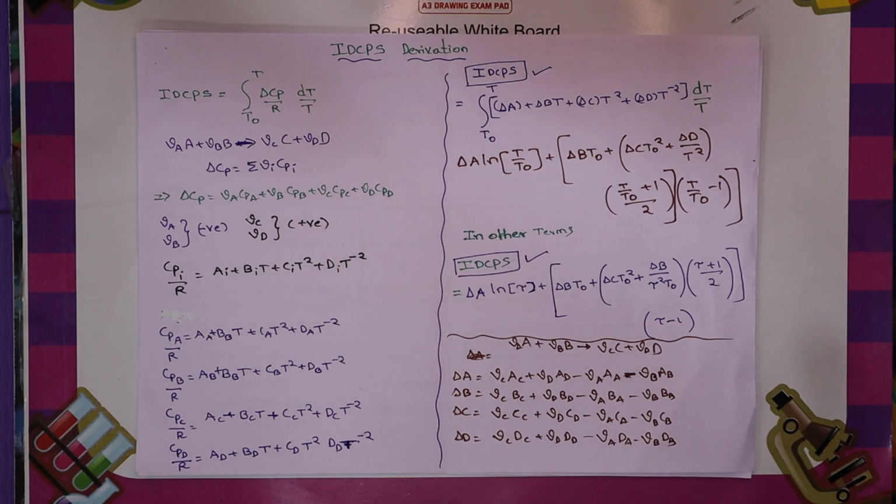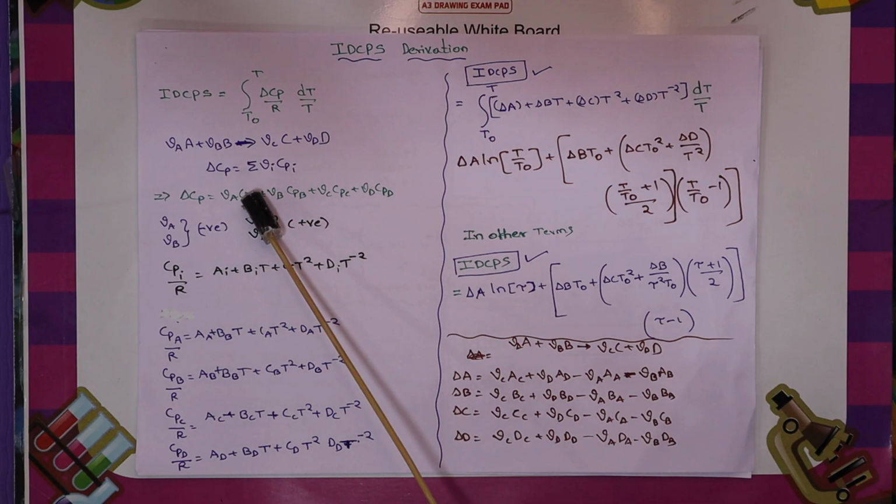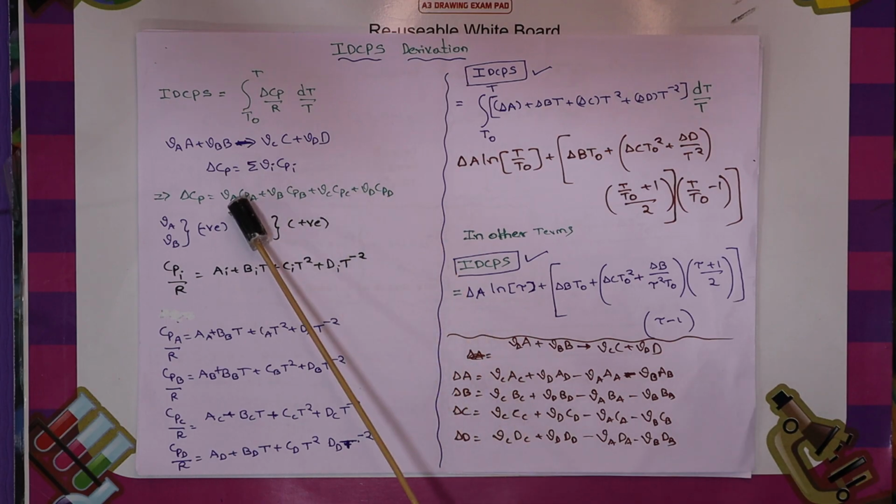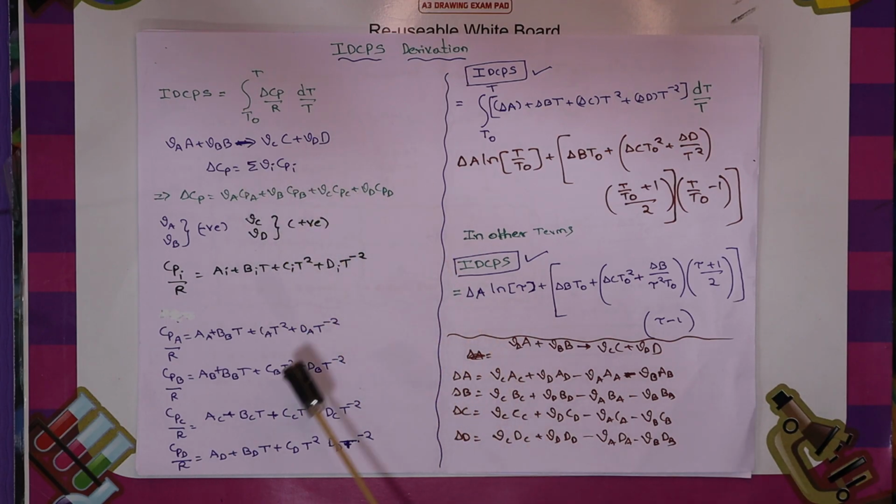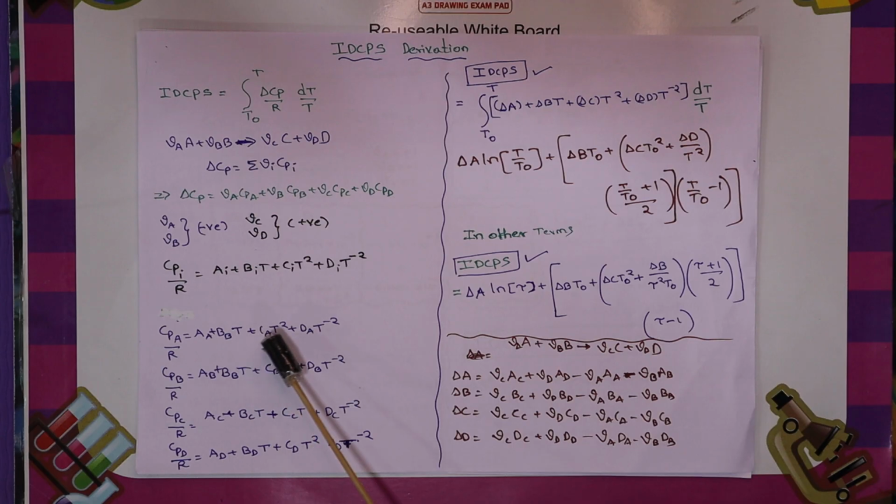Here VA, VB are for the reactants, and generally the stoichiometric coefficients of the reactants will be negative, and the stoichiometric coefficients of VC, VD will be positive. CPA, CPB, CPC, CPD are the heat capacity values of A, B, C, D, and these heat capacities are represented by this equation: CPA is equal to AA plus BA into T plus CA into T square plus DA into T to the power minus 2.